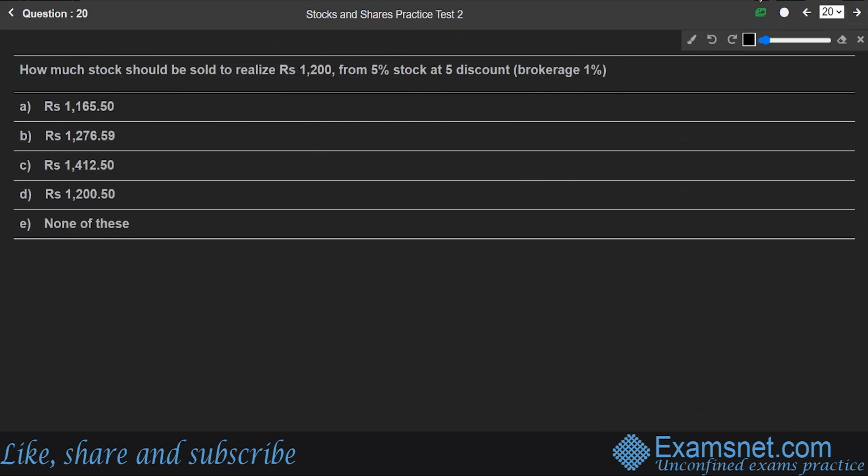Now, in the next question, they say how much stock should be sold to realize 1200 rupees from 5% stock at 5 discount, brokerage 1%. So all the values have been given: the dividend percentage, the discount value, and the brokerage value. We are supposed to find out the amount of stock. So clearly we note the formula.